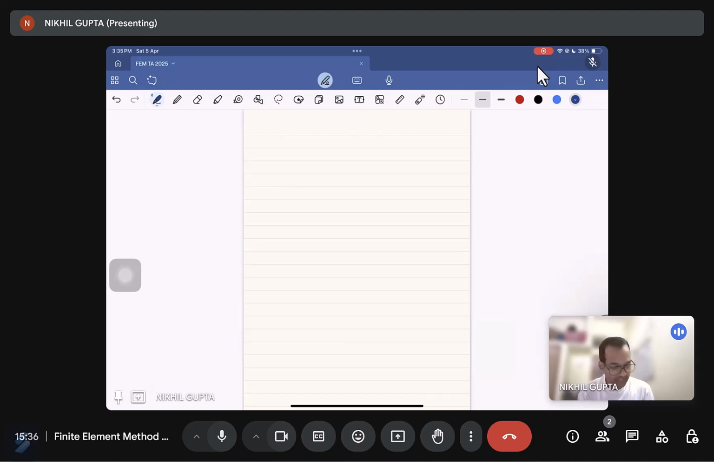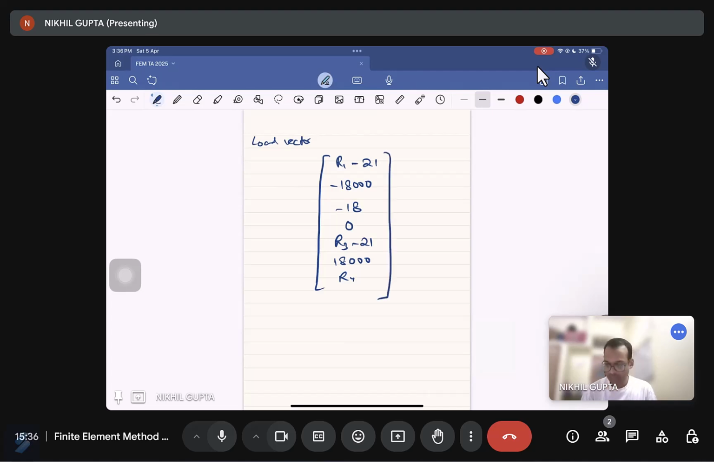Now when you will put the load vector along with the reaction forces, what simply you will get? You will get R1 minus 21, minus 18,000, minus 18, 0, R3 minus 21, 18,000, R4. Okay. Now you have the load vector. Now what you have to do? You have to solve this. KD is equal to R.